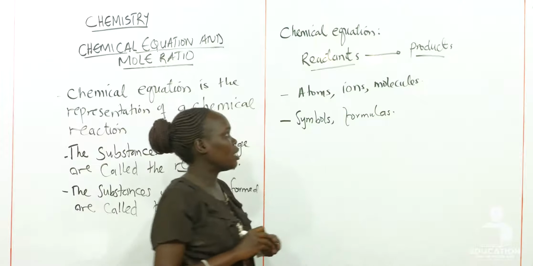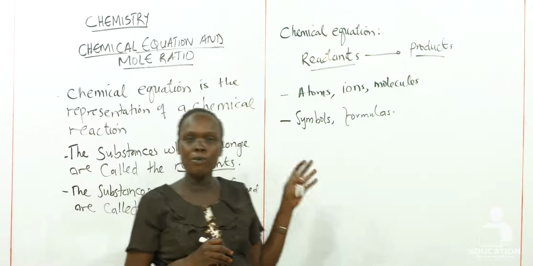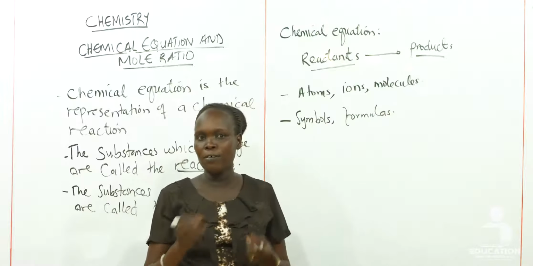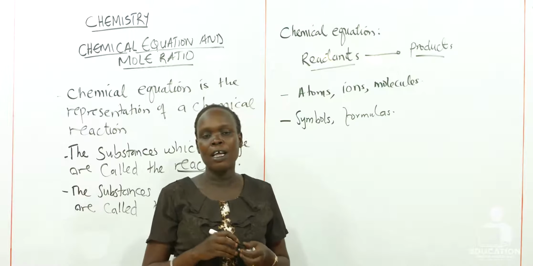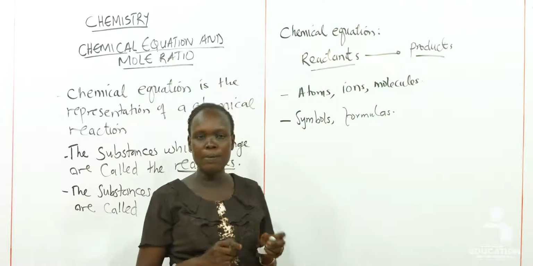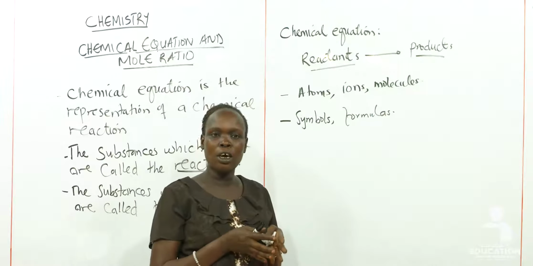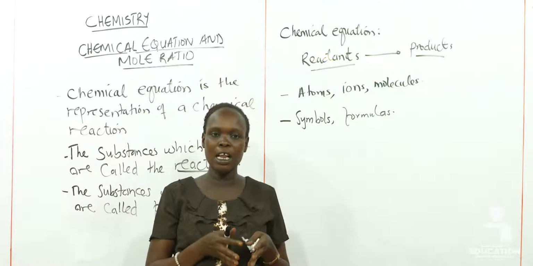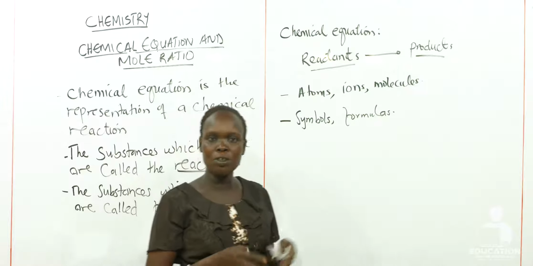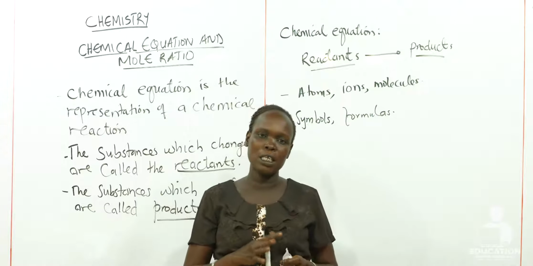So here we have seen symbols or formulas. Learners, we know what the symbols and formulas are when we are talking of chemical reactions. Symbols here represent the word of an element. If an element is written in words, it is not representing chemistry, so in this case we have to write them in symbols.